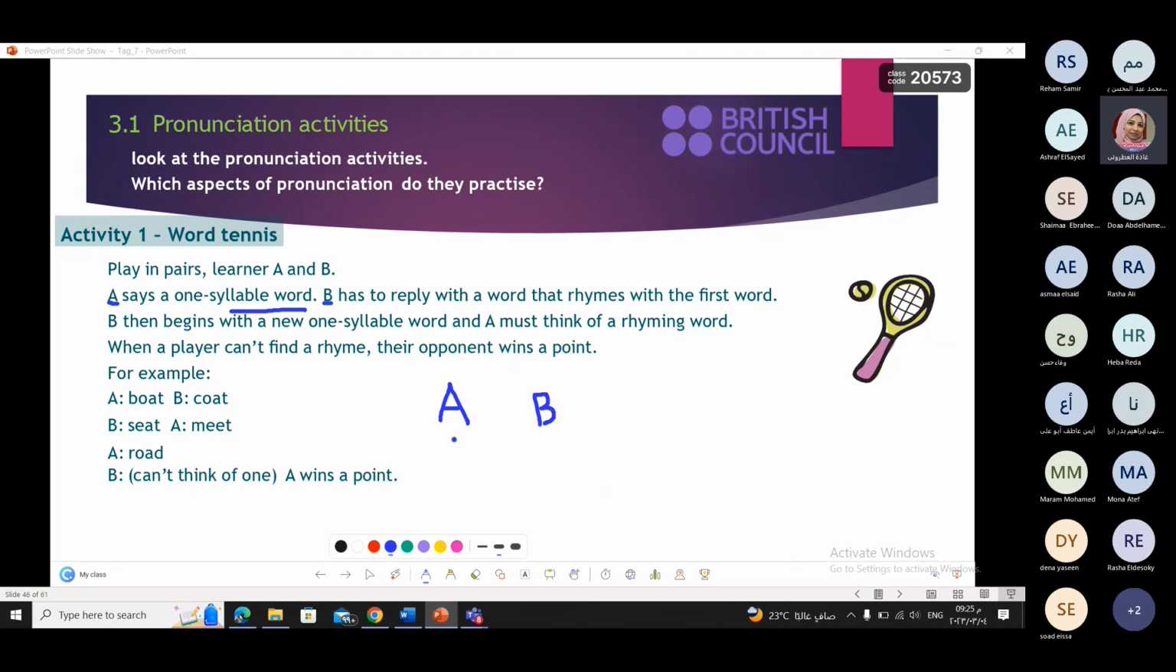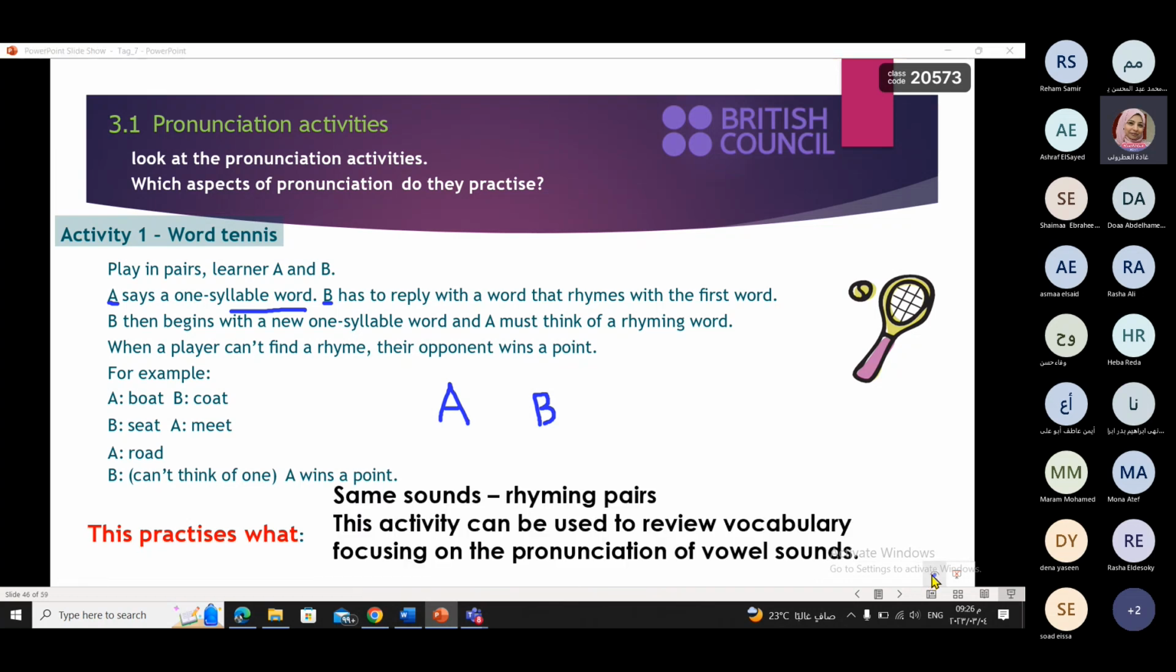So this is how you can play the game. This is what we call word tennis. It is an activity that you can use to integrate or improve pronunciation and have fun at the same time. This activity practices rhyming words, and it can be used to review vocabulary, focusing on the pronunciation of vowel sounds that you teach in the class.